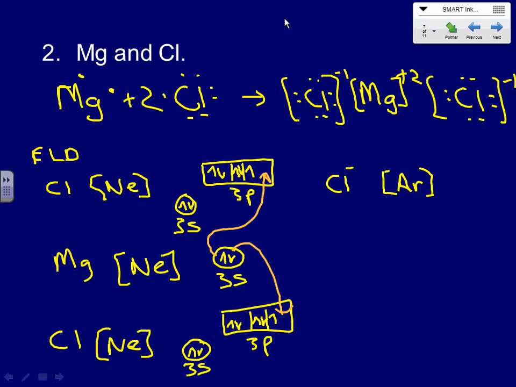So instead of drawing this whole thing just for the sake of speed, because I'm going to be doing more examples, it's the same as argon. And this one here, Mg, we're going to go back to neon. So it's going to be isoelectronic to neon, and that's going to be a +2. And this chloride minus is going to be isoelectronic to argon.